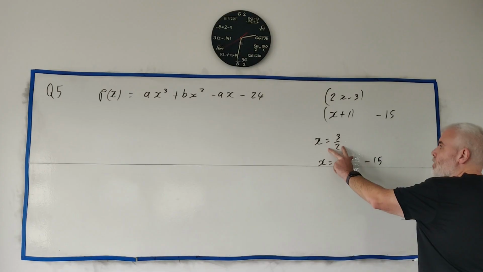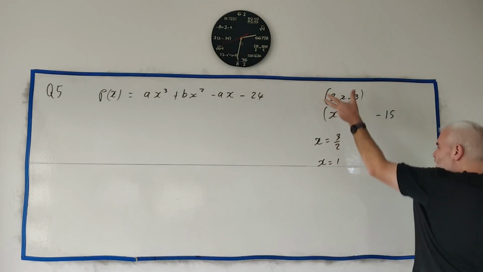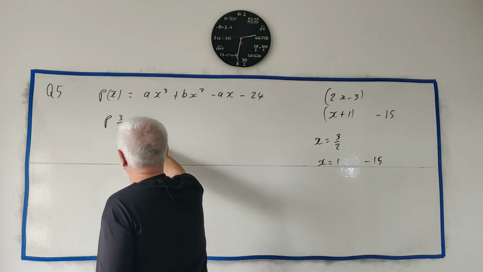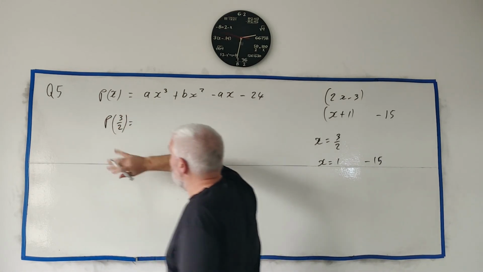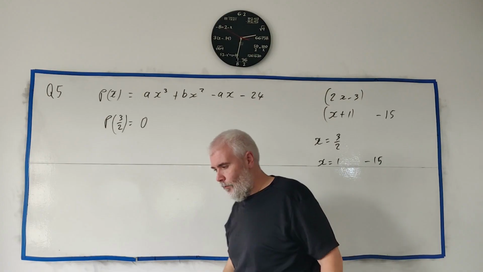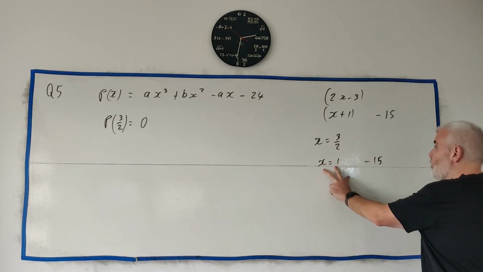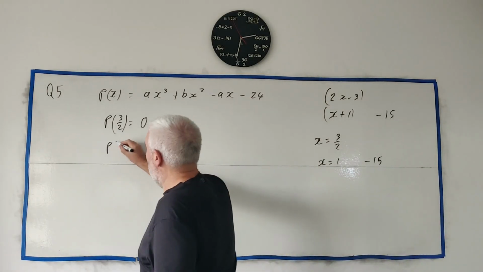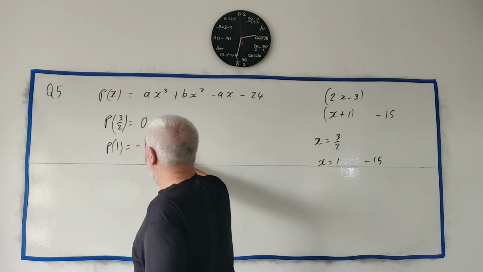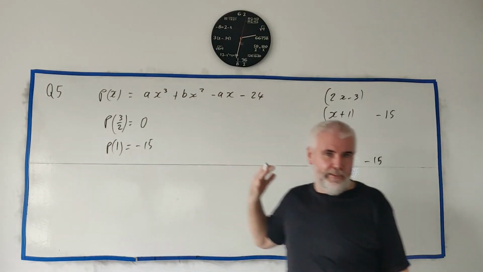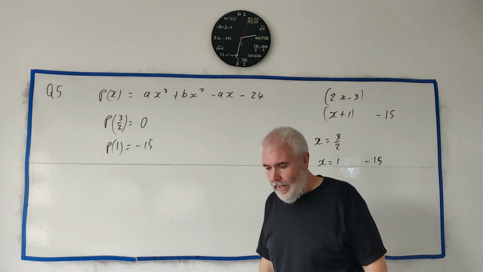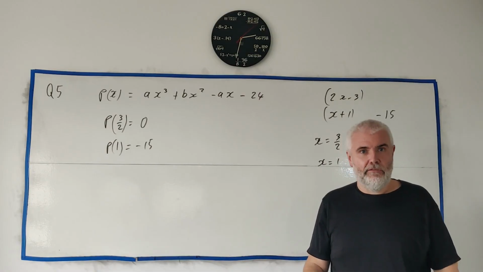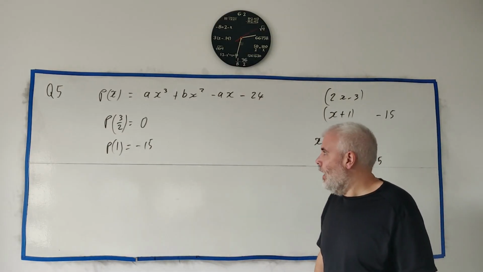When you put these numbers in, these roots to these factors as it were, p of 3 over 2, this is a root, so you should get 0. But when you put this number in, if you know what the remainder is, p of 1, you will get the remainder. And if you know the remainder, you can just write it out. Knowing this here is the key to doing this question quite simply.